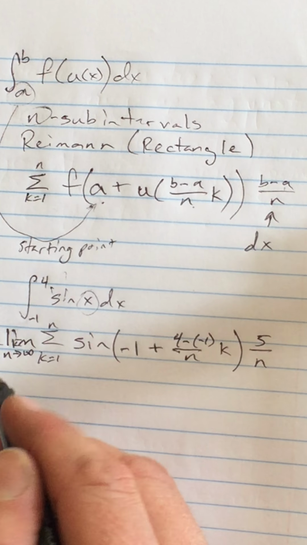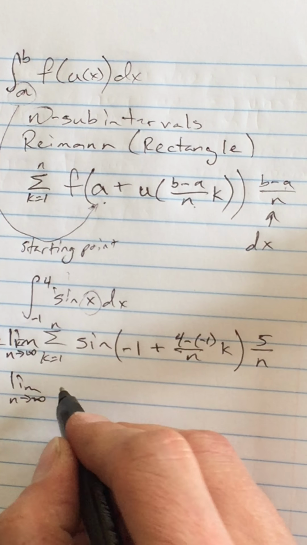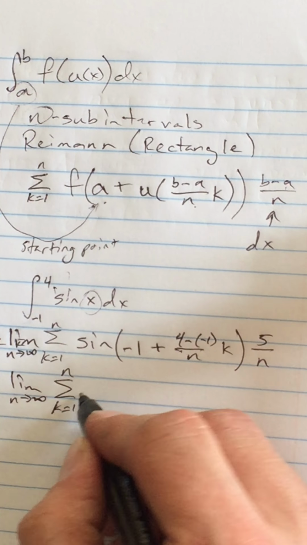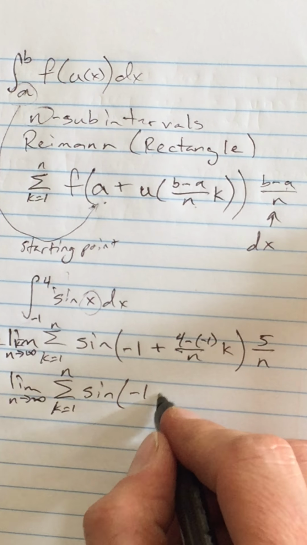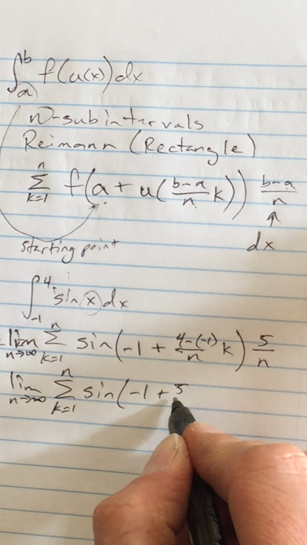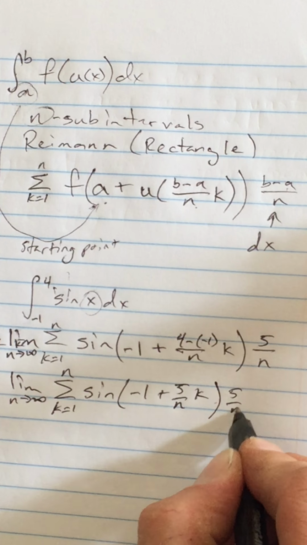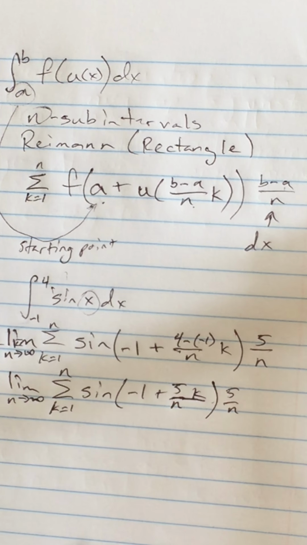And so then we can clean this up, and we get the limit as n approaches infinity of the sum from k equals 1 to n of sine of (-1 plus 5 over n k), times 5 over n, or 5k over n, if you will.